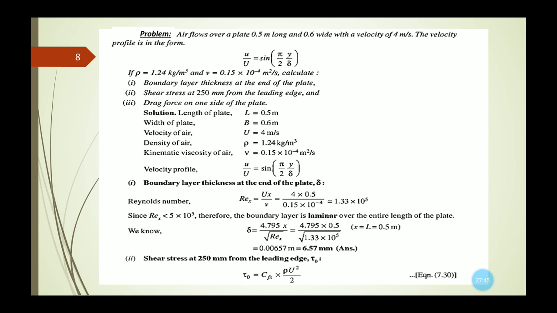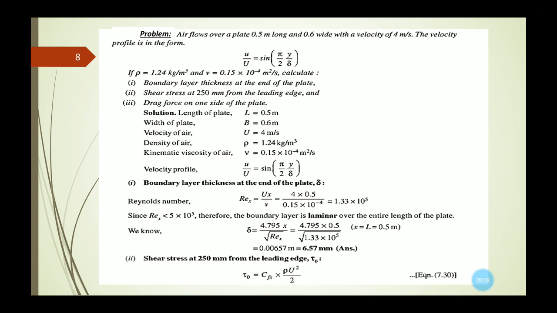So for the first part, we need to calculate the boundary layer thickness at the end of the plate. The formula we have seen for the boundary layer thickness is 4.795x divided by root under Re_x. Here x, that is the length of the plate, is given in this question as 0.5. That means we need to calculate the Reynolds number first.